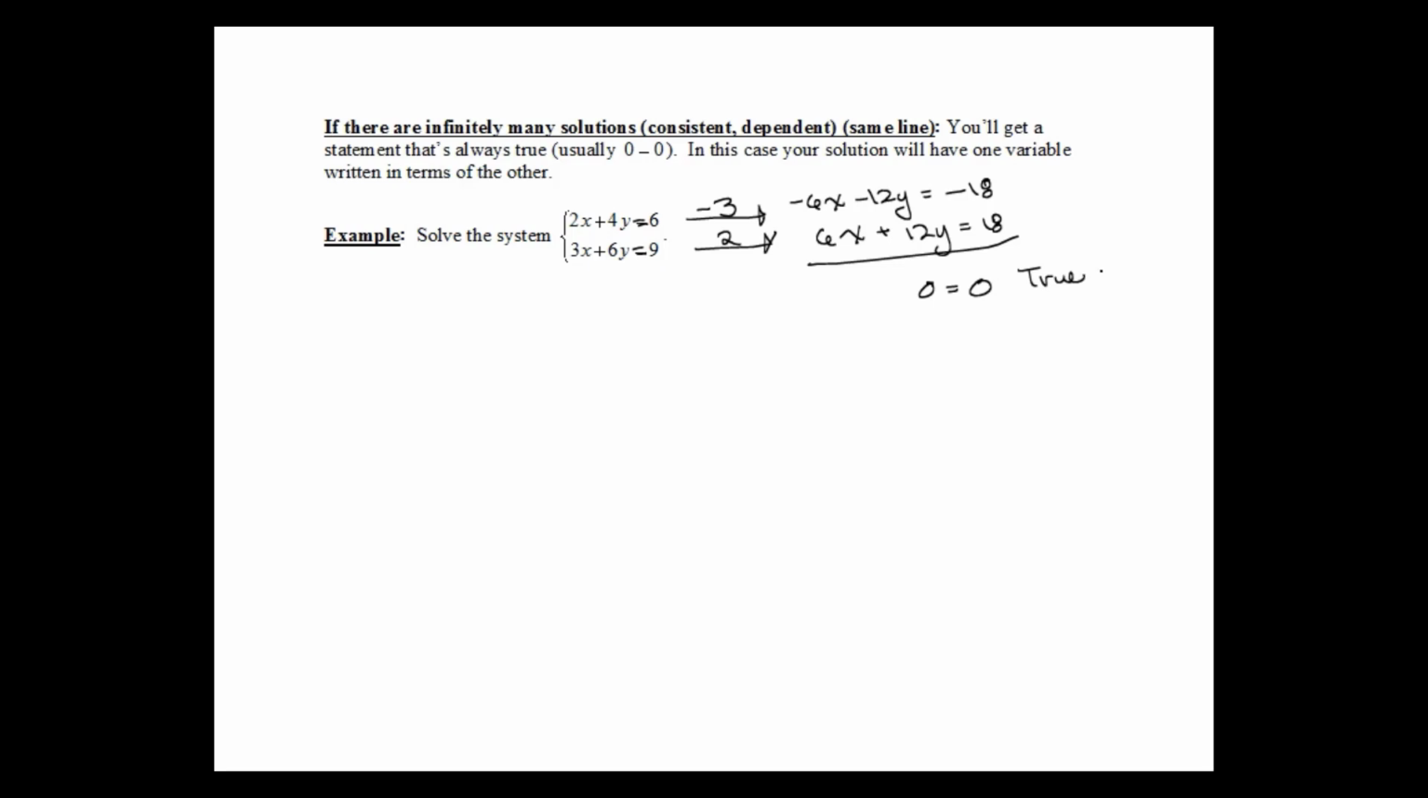If you get this, it means that your system is dependent, which means there are infinitely many solutions, and that my lines coincide. Now, if I just state that there are infinitely many solutions, do you think that would be an acceptable answer to our goal, which was to solve the system?